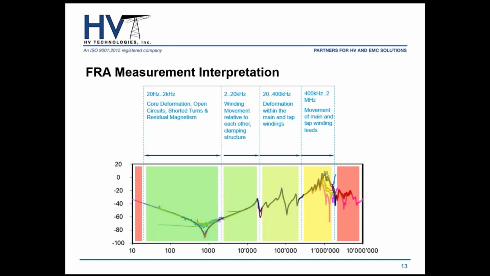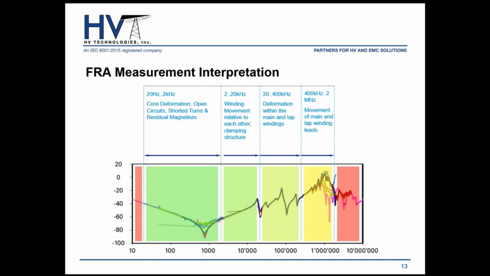From anywhere between 2 kilohertz to about 20 kilohertz, that'll give you a sense of any faults due to winding movements relative to each other, or of the clamping structure of the core. In the next region, between 20 and 400 kilohertz, more or less, it'll give you some insight into a fault due to deformations within the main and the tap windings.